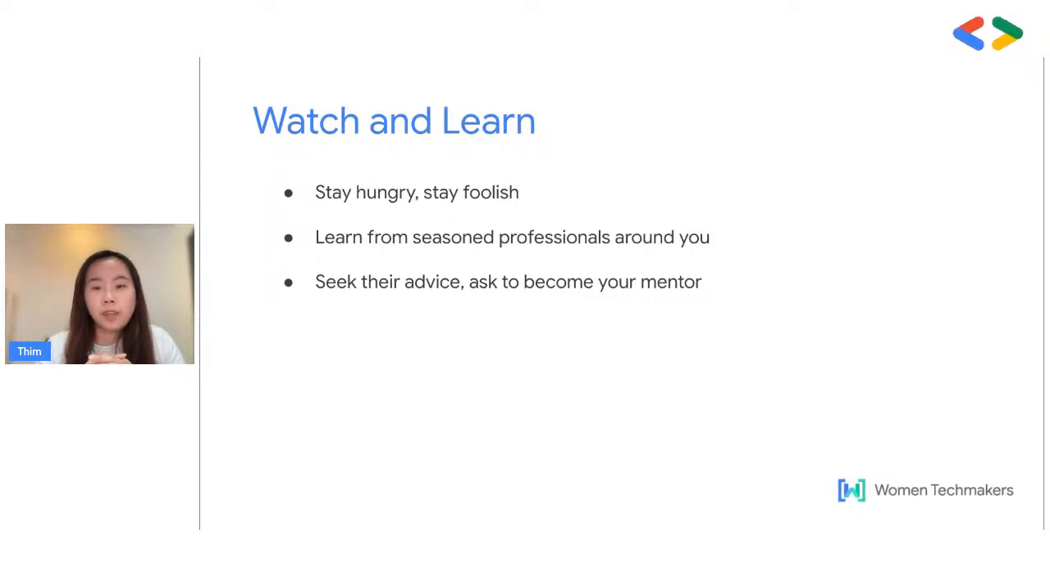So you can observe and learn how the seasoned professionals around you do things during your work, and then the soft skill part. So how they present an idea, how they manage a project, how they manage a team, and how they handle failure. And yes, this is very important: how they handle failure and all kinds of scenarios. So you can seek their advice whenever you think that you should, and then maybe you can ask one of them to become your mentor, so that you can get more guidance along your career.